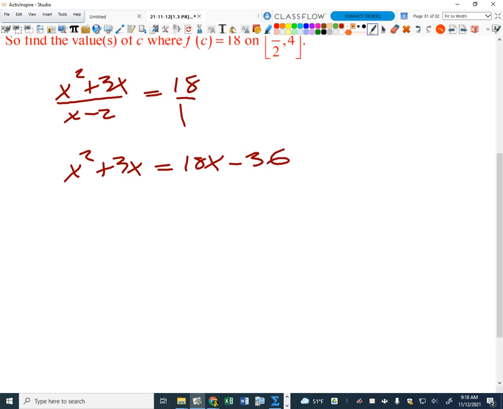And now I'm just going to put this in standard form and solve this thing. So x squared, I'm going to get minus 15x, right? If I subtract 18x to this side, then I'll add 36. Now we're just solving a quadratic.